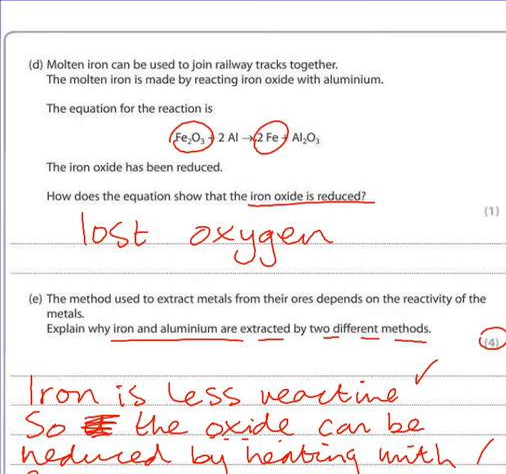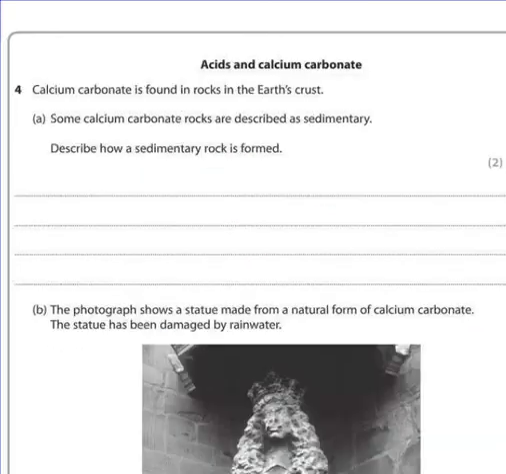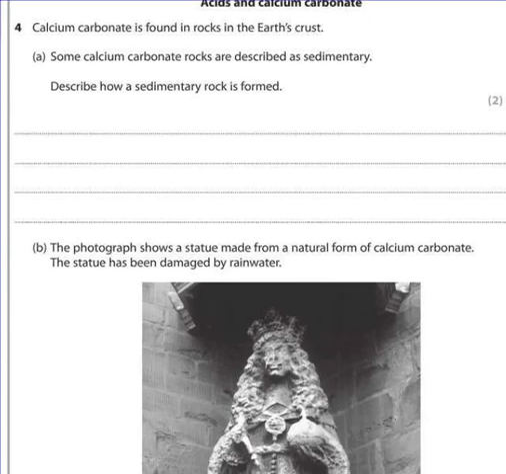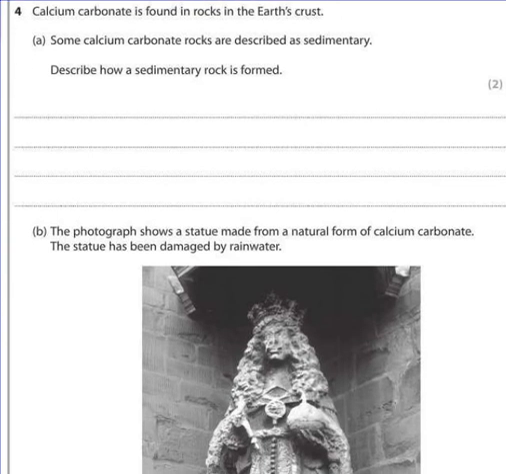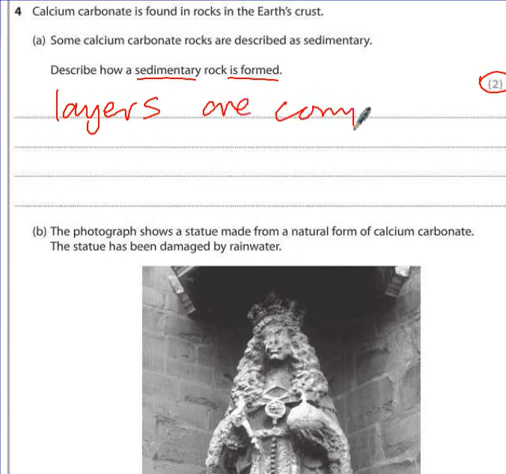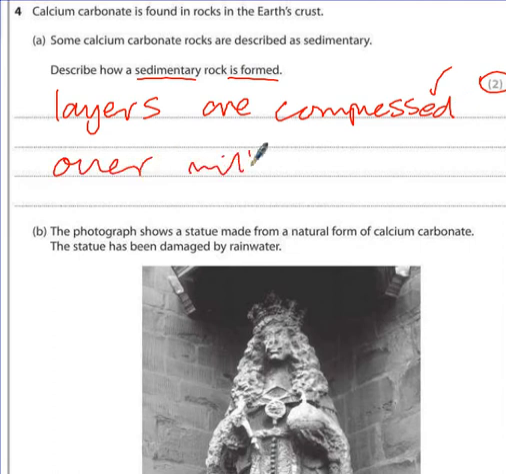That's electricity, which we call electrolysis, a chemical reaction caused by electricity. Tough question that. Bit of revision on electrolysis there. Okay, acids and calcium carbonate. Describe how sedimentary rock is formed. We're looking for 2 marks. Layers of sediments are compressed. That will get you a mark. Over a long time, over millions of years, for the 2nd mark.